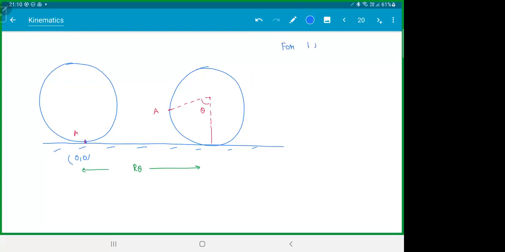For one rotation, theta is equal to 2 pi. The center will travel a distance of 2 pi r. So for an angle theta, the center will travel how much? We can use the unitary method. You end up with x is equal to r theta.